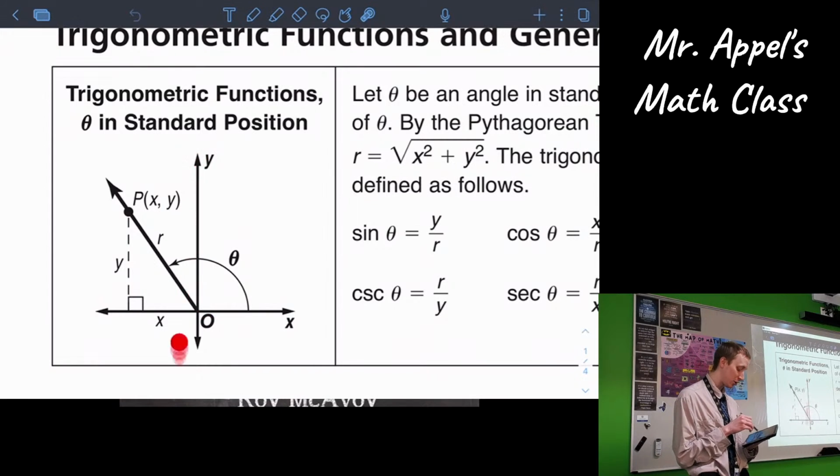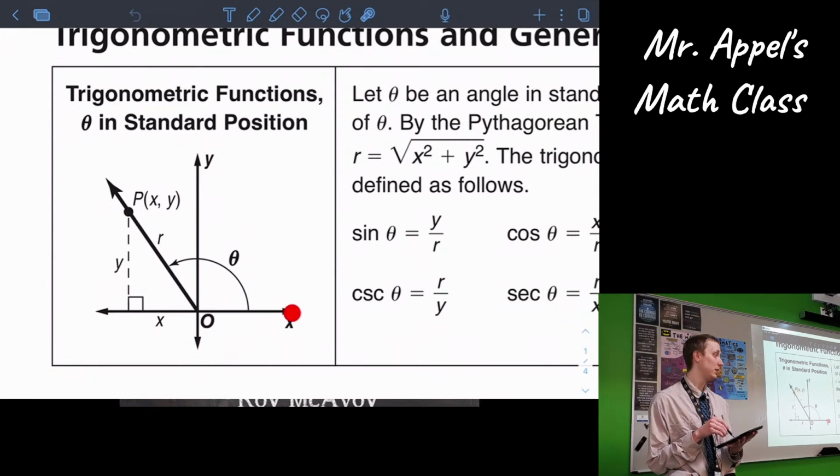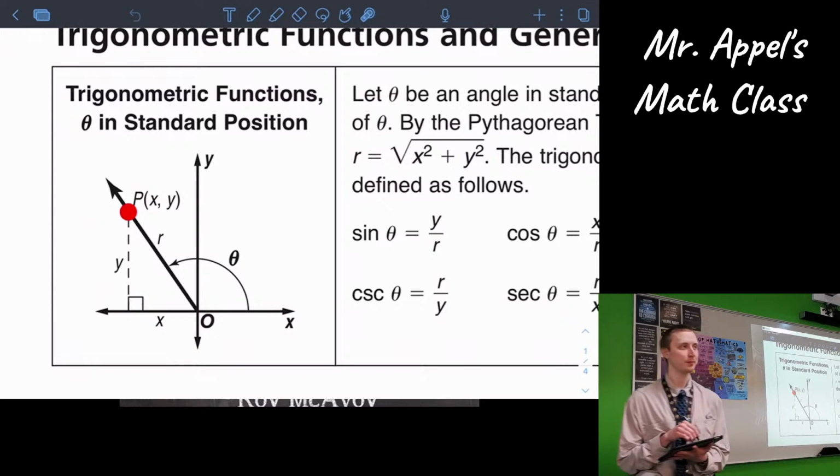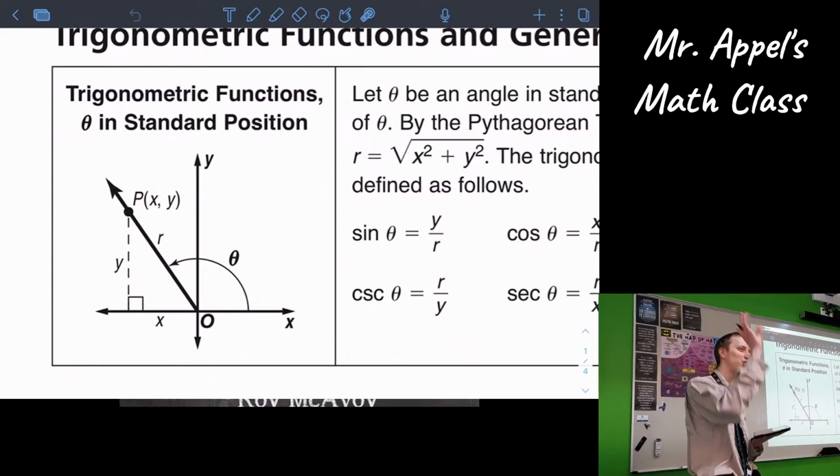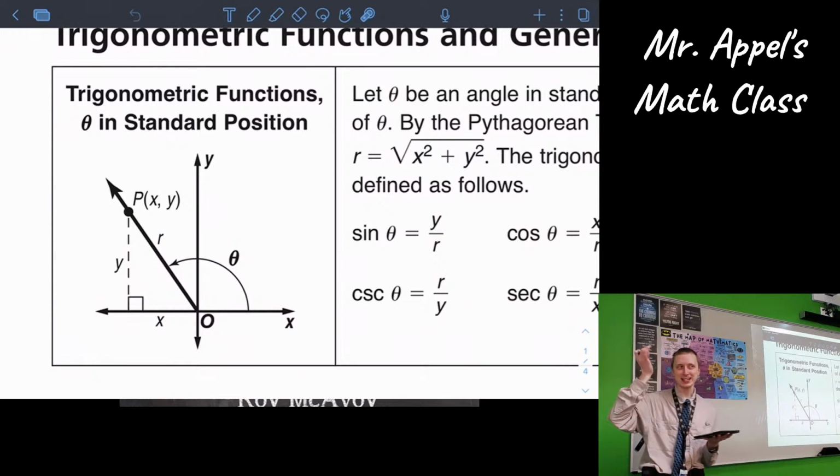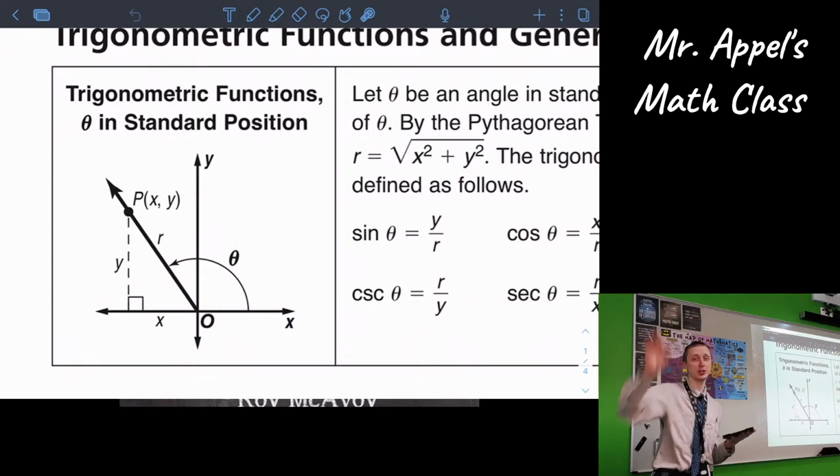Here's what we're going to do. We've got our Cartesian plane here, right? You recognize the x and y axes. And we have, let's not focus on the angle yet. Start with a point. Right? When they say general angle, for right now, they really mean any point on the Cartesian plane.